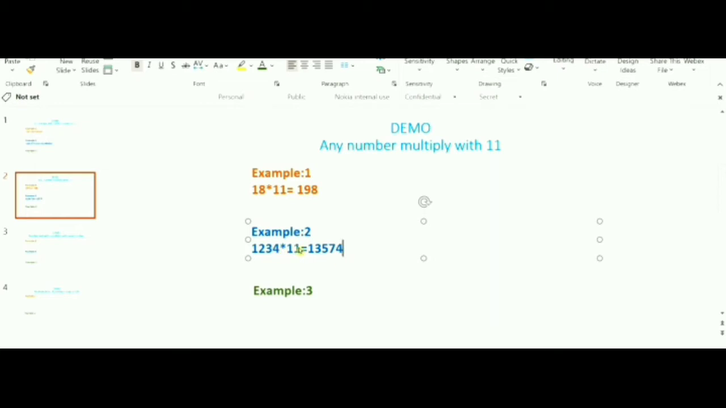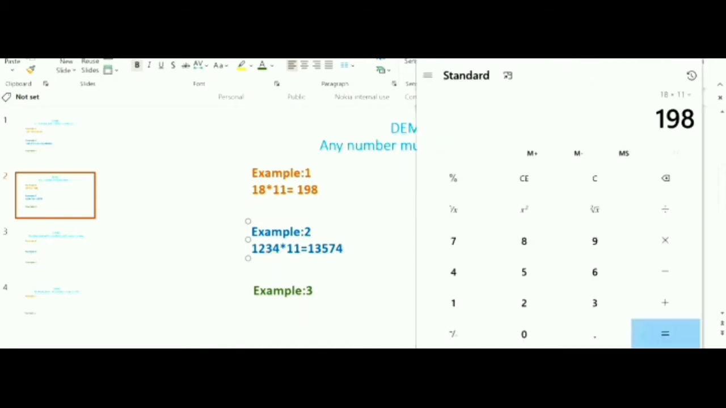So in the case of multiplying by 11, nothing is done with the 11; everything is done with the first number. You can see this is the answer. Let's check on the calculator: 1 2 3 4 into 11. See the output, 13574. Is it correct?